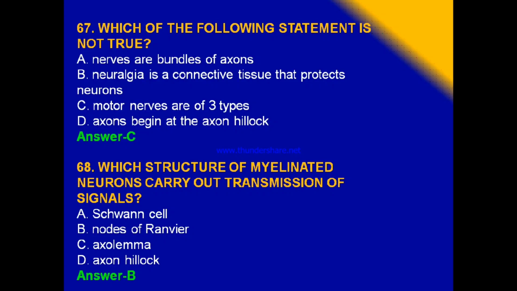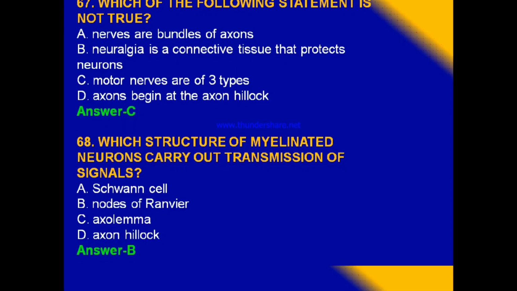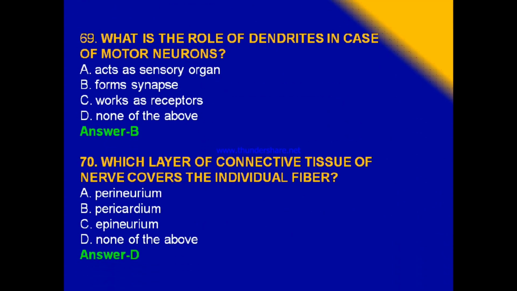68. Which structure of myelinated neurons carries out transmission of signals? Schwann cells, nodes of Ranvier, axolemma or axon hillock? So the answer is nodes of Ranvier. Next, what is the role of dendrites in case of motor neurons? Acts as sensory organ, forms synapse, works as receptors or none of the above? So the answer is option B, forms synapse.